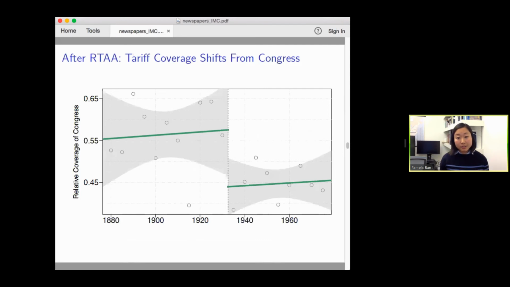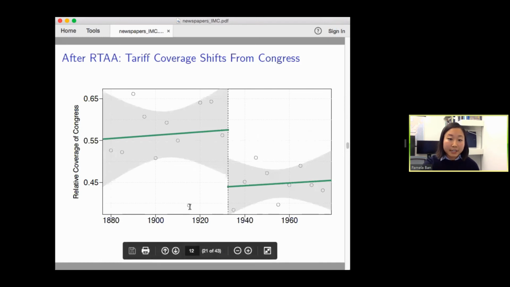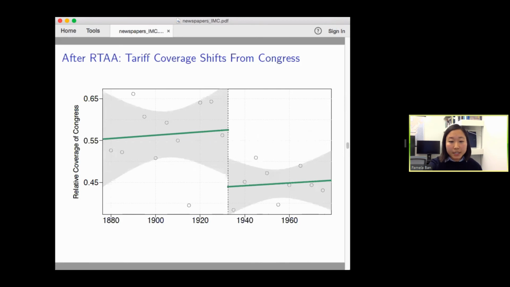This tracks exactly what we would expect ex ante, since we know that this act transferred power over tariff making from Congress to the president. This dot right here, you might be wondering, is a little bit of an outlier. That's actually during World War I. We think there's some outlier coverage there just because of the war situation going on in that 5-year bucket.